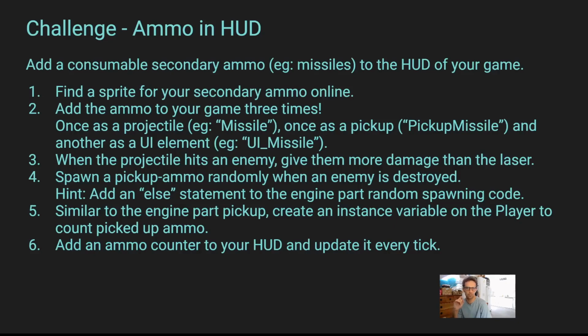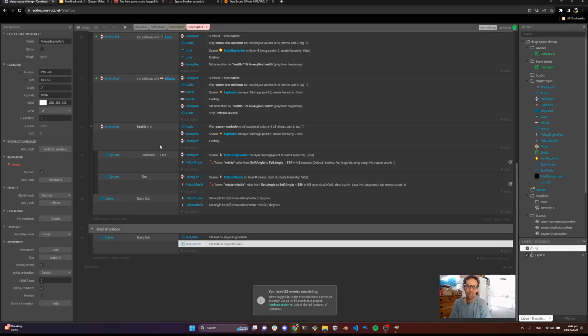Step 4 is to spawn a pickup ammo randomly when an enemy is destroyed. So there's a hint there. You could just add an else statement to the random spawning code you've already written for the engine part. Number 5, so similar to the engine part pickup, create an instance variable on the player to count the picked up ammo. And lastly, add an ammo counter to your HUD and update it every tick like you did with the engine counter. Okay.